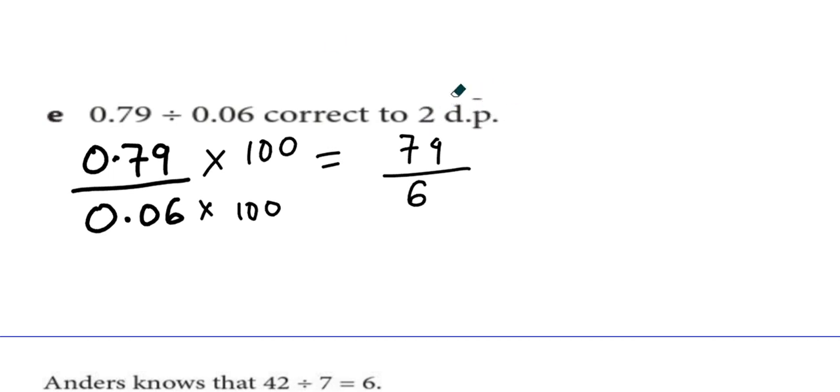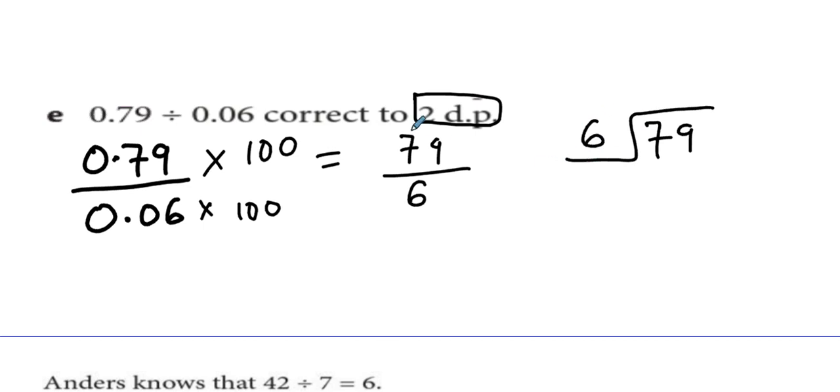Here the question says leave your answer correct to two decimal places. So as you will be dividing 79 divided by 6, what you're supposed to go for is go up to 3 decimal places. Once you get 3 decimal places, then you can round your answer correct to 2 decimal places.